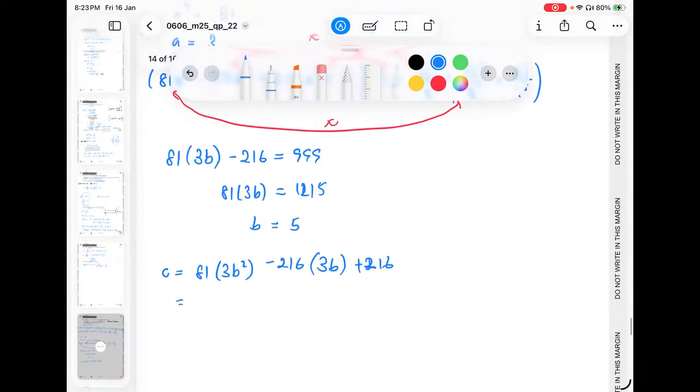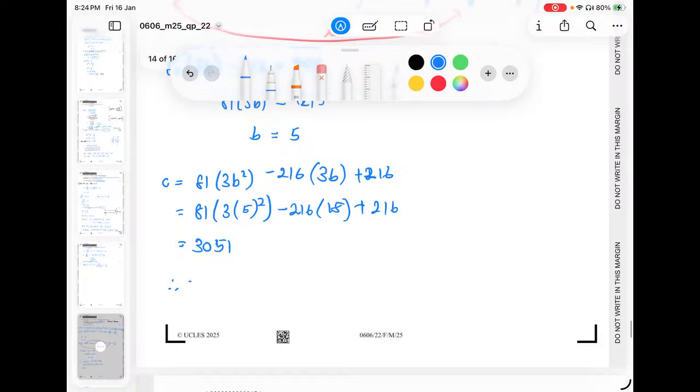Now just substitute the b into this formula. 3 times 5 squared minus 216 times 3 times 5, so 3 times 5 gives you 15, and plus 216. So I believe it should give you 3 times 25, 75, minus 216 times 15, plus 216, which should give you 3051. So therefore your A is going to be 3, B is going to be 5, and C is going to be 3051.